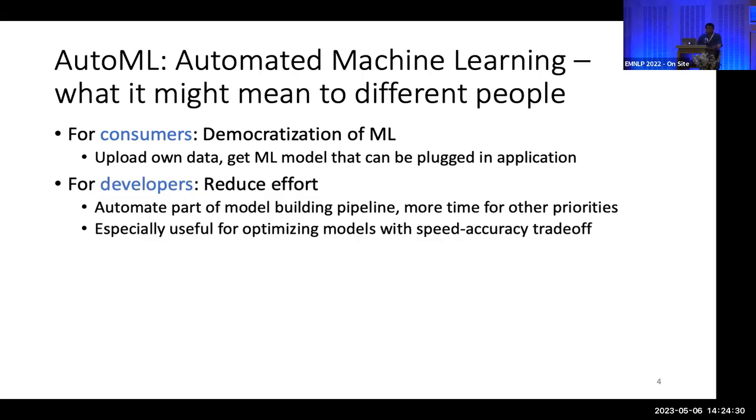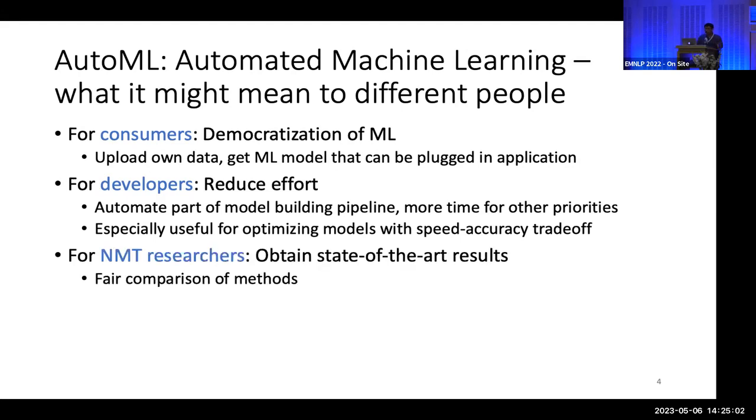Now, for developers, AutoML can mean that you reduce your effort, right? So that can automate a part of my model building pipeline, which means I have more time to do other stuff. And this is especially important, and we'll come back to this later, for developers who need to care about speed accuracy trade-offs or size accuracy trade-offs, these practical deployment trade-offs. Those are really hard to get right, and AutoML can help you do that.